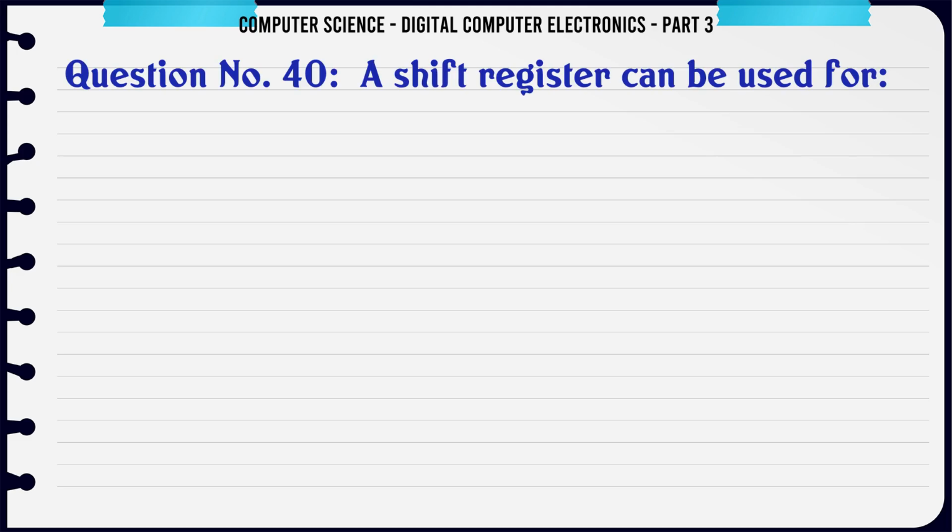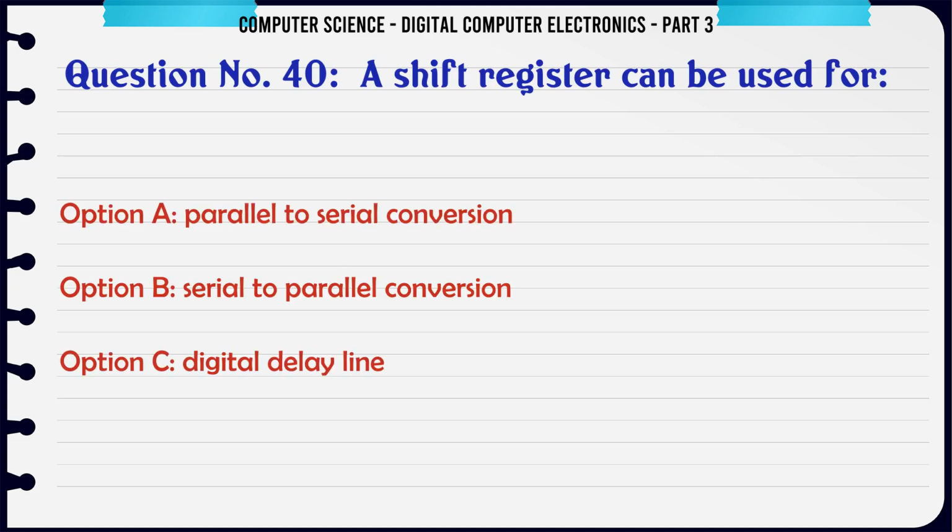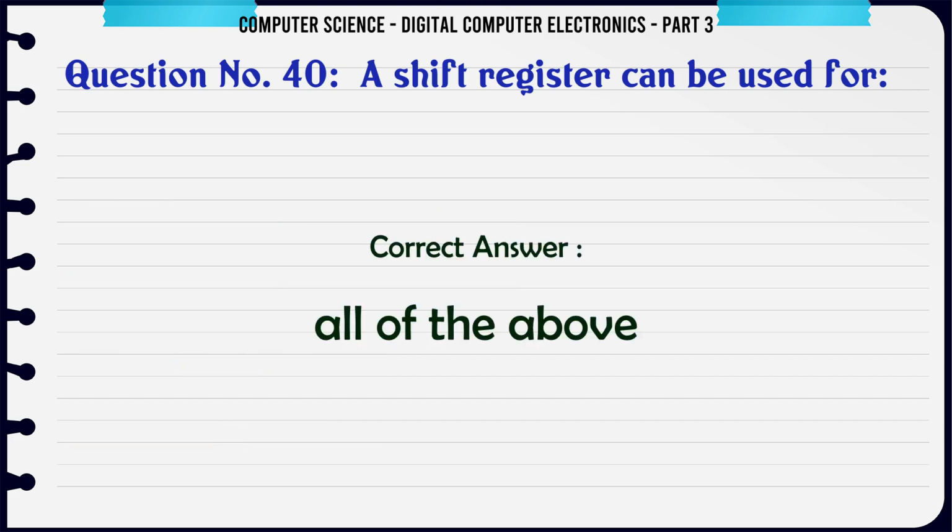A shift register can be used for A. Parallel to serial conversion. B. Serial to parallel conversion. C. Digital delay line. D. All of the above. The correct answer is all of the above.